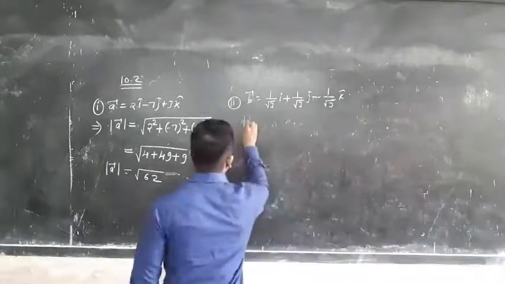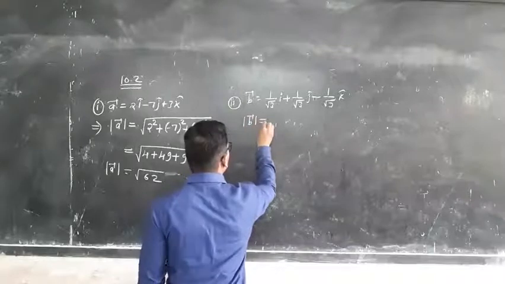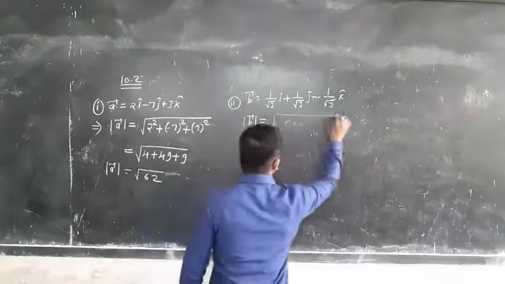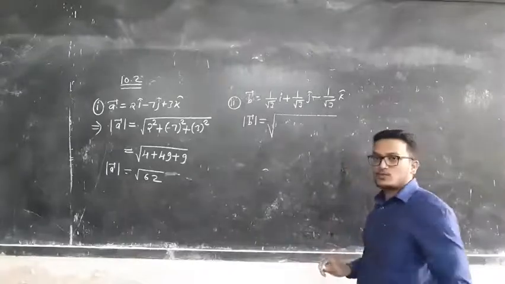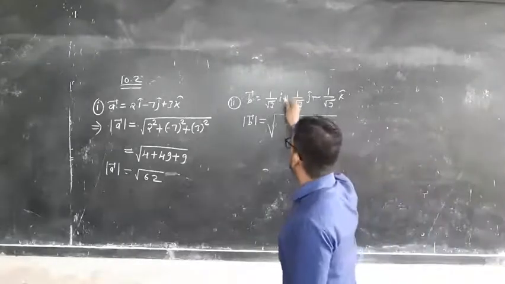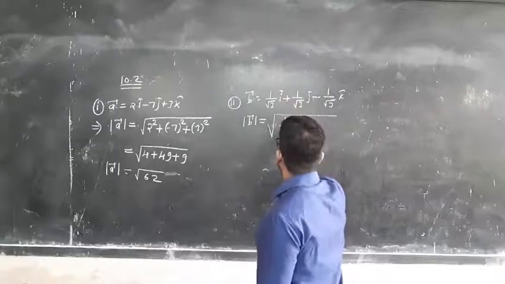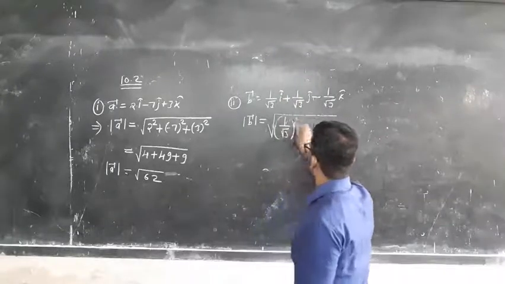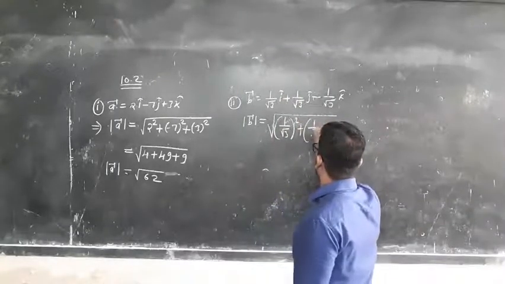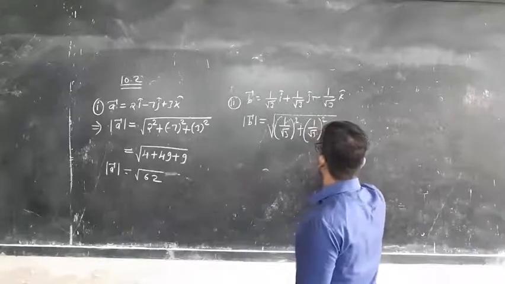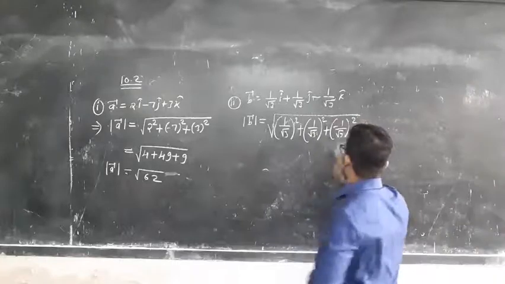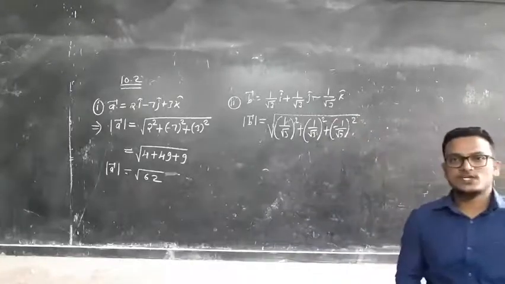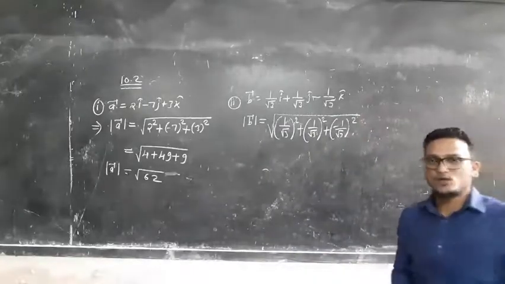So the magnitude of vector B is again the square root of the coefficient of i squared. What is the coefficient of i? That is 1 by root 3. So (1 by root 3) squared plus (1 by root 3) squared plus (minus 1 by root 3) squared. That means you have to take the coefficients of i, j, k, square them and add them.